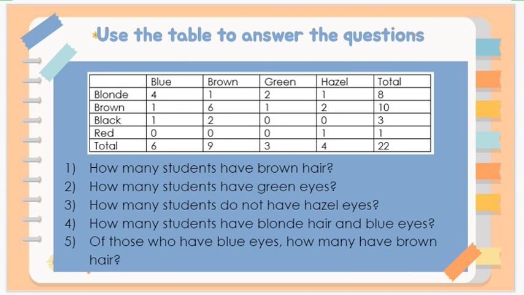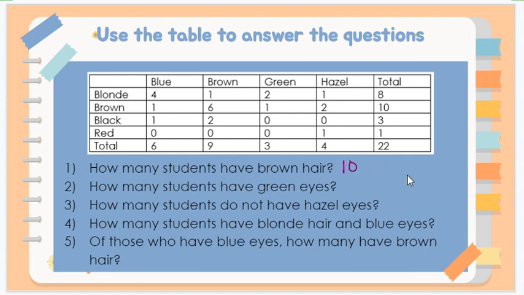So let's use the numbers in here to answer these frequency questions. You'll also notice that everything is already filled in, so we don't have any missing data. All right, so number one, how many students have brown hair? Brown hair would be a row, so I'm going to come down to brown hair and find the total students. I'm going to go all the way across to the end and see that there's a total of 10 students that have brown hair.